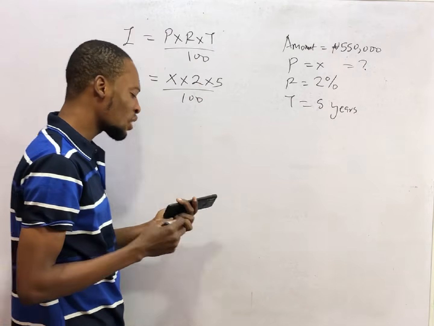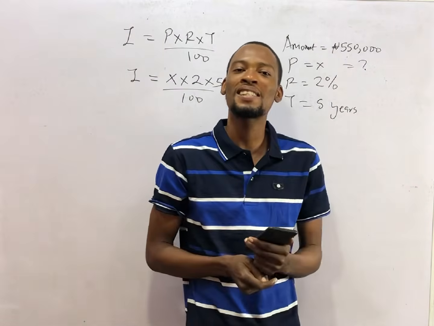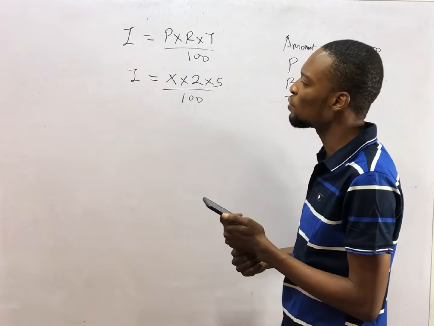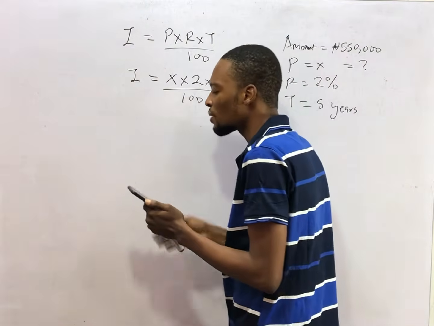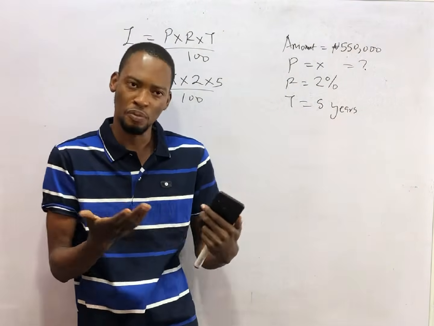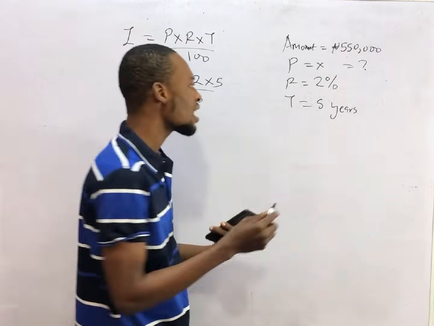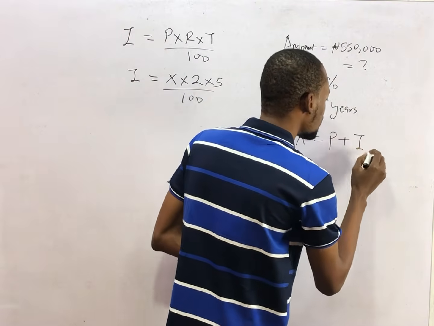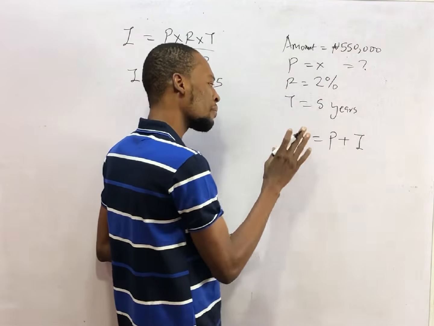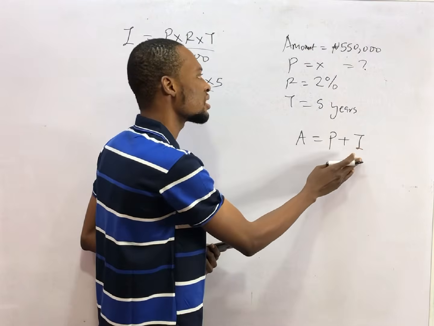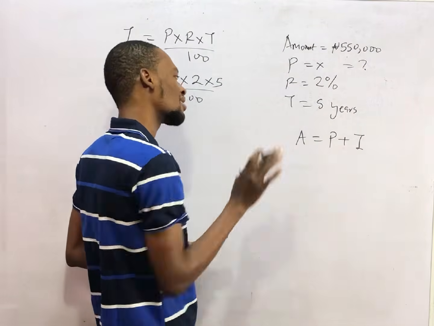Now, when you see questions like this, the first thing that will come to your mind is taking 550,000 as your principal. It is not your principal. They said it is amount. Amount is different from principal. In fact, amount is equal to principal plus interest. That is the formula for amount. We are given amount, we are not given interest, and we are given principal to be S.